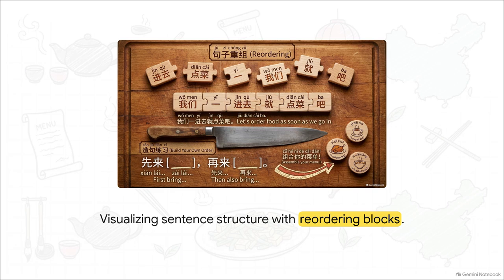By visualizing sentence structure as interlocking puzzle pieces, it becomes totally clear. To say, let's order food as soon as we go in, we use the jiù recipe. The subject is 我们, or we. First action trigger meaning as soon as, 进去, we go in. The resulting action, jiù, meaning then, 点菜吧, let's order food. Giving us the full sentence, 我们一进去就点菜吧. Notice how the vocabulary pieces perfectly lock together? When you understand the formula, building the sentence becomes completely intuitive.